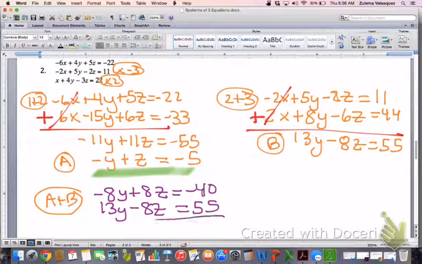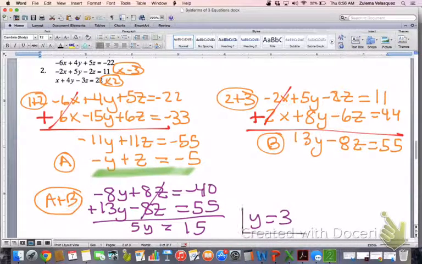I'm going to solve the system like any system I would solve. And I got 5y. These eliminate. 5y equals 15. So that means y is equal to, divide by 5, 3. Not z. That would be a bad mistake. y equals 3. All right, so we have our first variable.